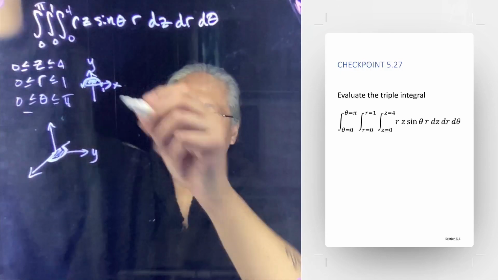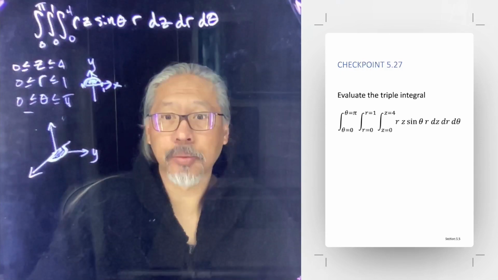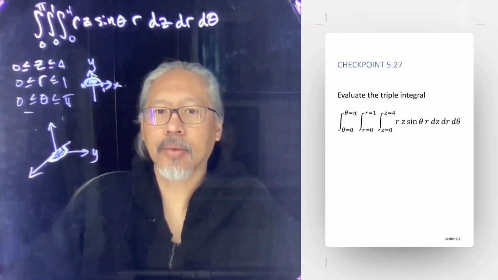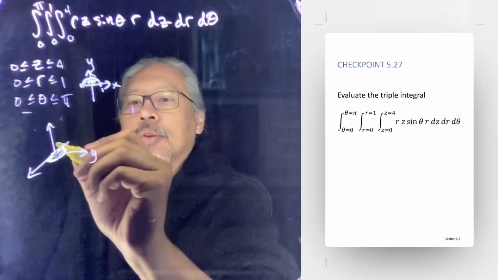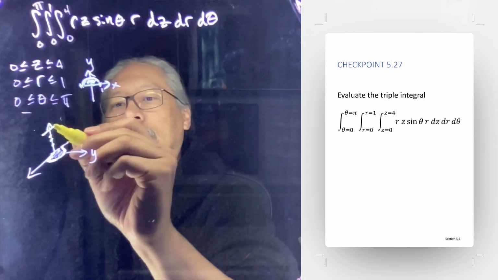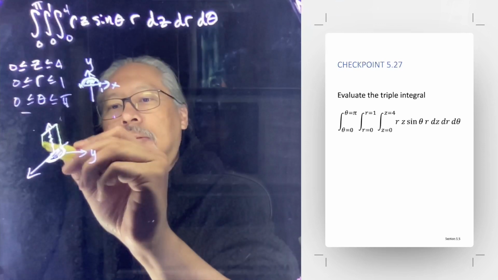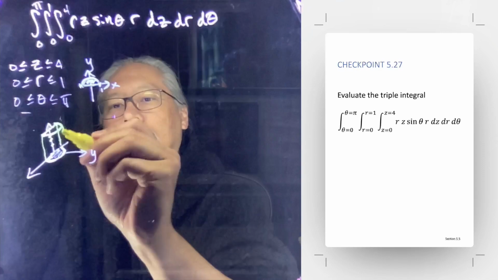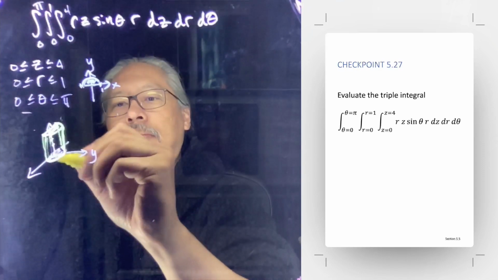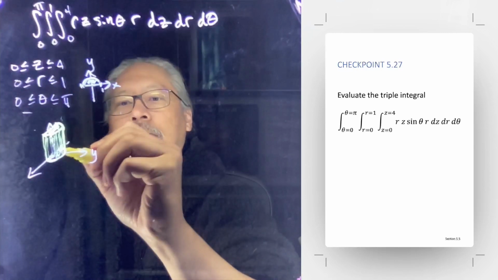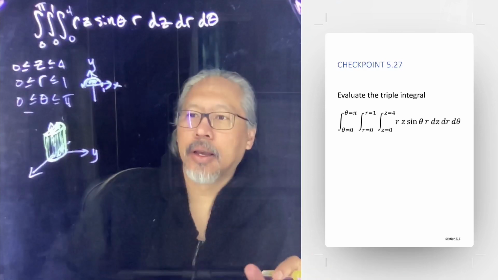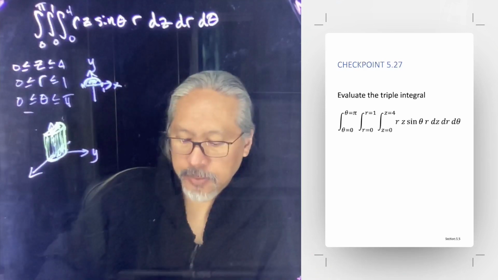So that's that part. And then z goes from 0 to 4, so you just move up 4 units: 1, 2, 3, 4. And up 4 units here, you'll get your cylinder shape. So this looks like half of a cylinder that's going towards the y-axis, and it goes up 4 units in the z.